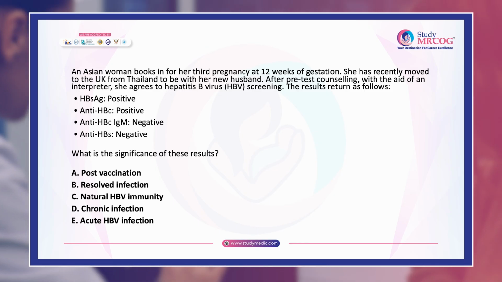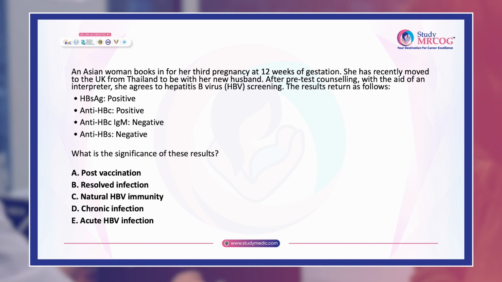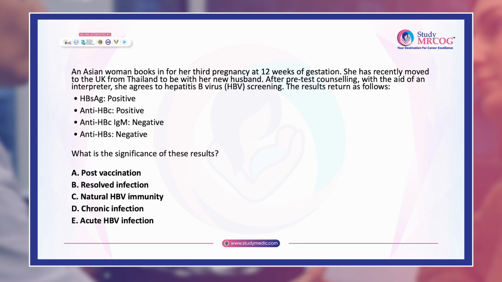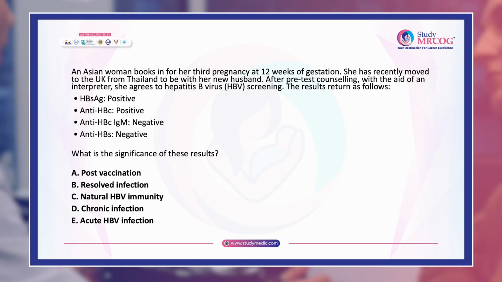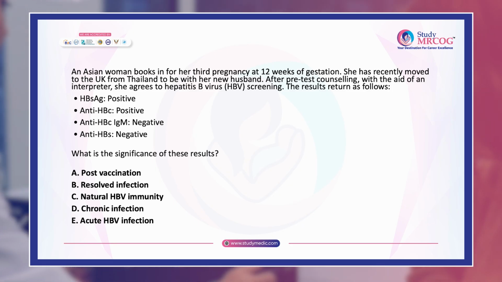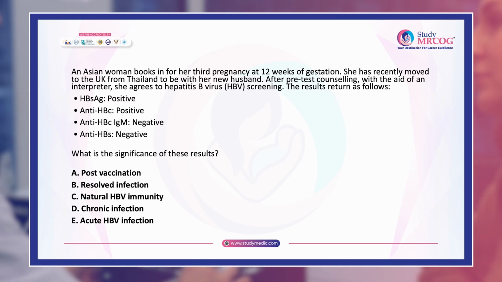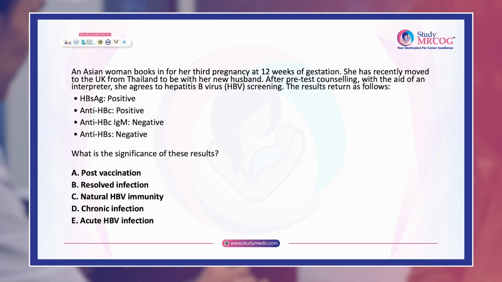So what is the significance of these results? Is it post-vaccination? Is it a resolved infection? Is it natural hepatitis B virus immunity? Is it a chronic infection, or is this an acute hepatitis B infection? So what do you think this could be? Let's go ahead and see.